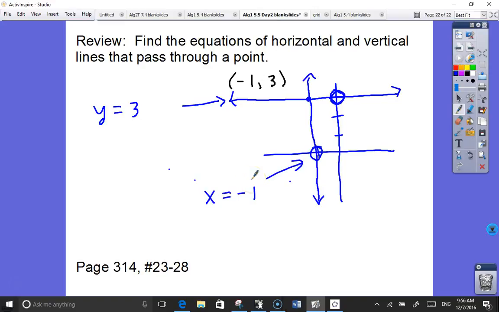What is the slope of the line y equals 3? The horizontal line, what's the slope? Remember, if it's going straight across like that, it's not positive, it's not negative, it's right in the middle. What's right in the middle of positive and negative numbers? 0. So this is the one that has a slope of 0. What is the slope of a vertical line? Undefined, right? So that's the review. We'll have a quiz tomorrow.